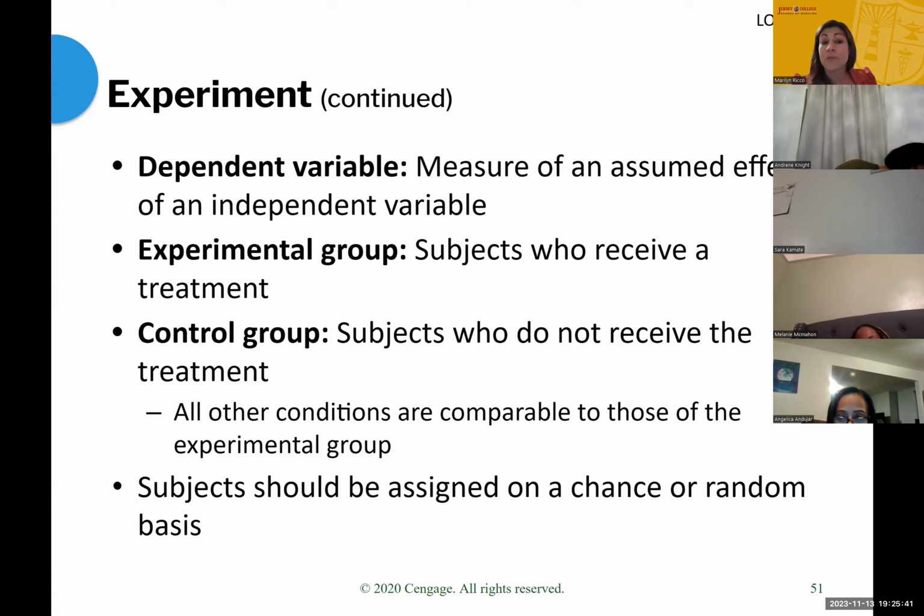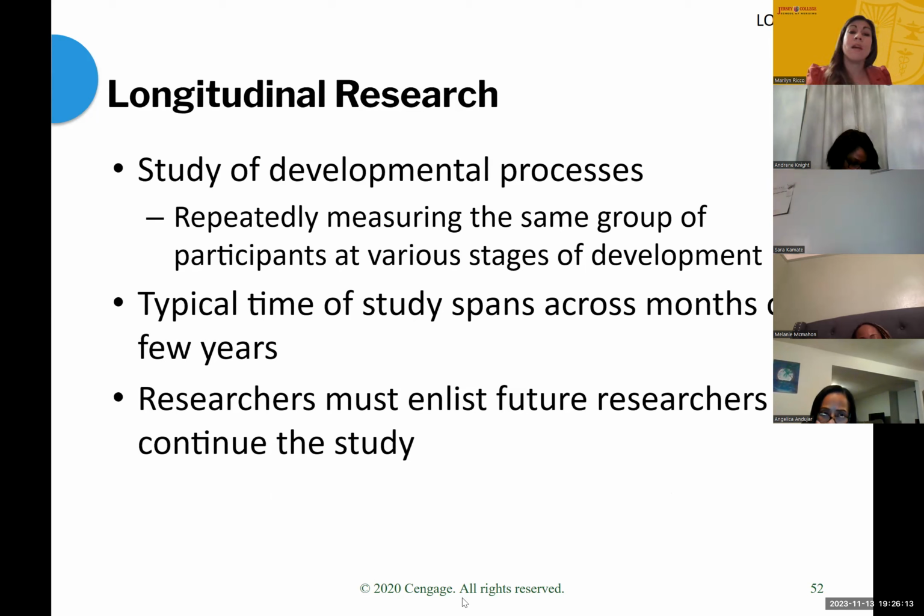But in those experimental and control groups, people have to volunteer. You need to know that you're volunteering for this. So subjects should be assigned on a chance or at random basis. You never are allowed to just pick somebody from one ethnicity. It has to be mixed throughout everything: different age groups, different ethnicity, male, female, everything has to be mixed and it has to be at random. And you can't just stick to one particular type of person. And then we have different studies on that test with those groups. And we have longitudinal research. It's the study of developmental processes, which repeatedly measures the same group of participants at various stages of development. So think of yourselves as the longitudinal research, okay?